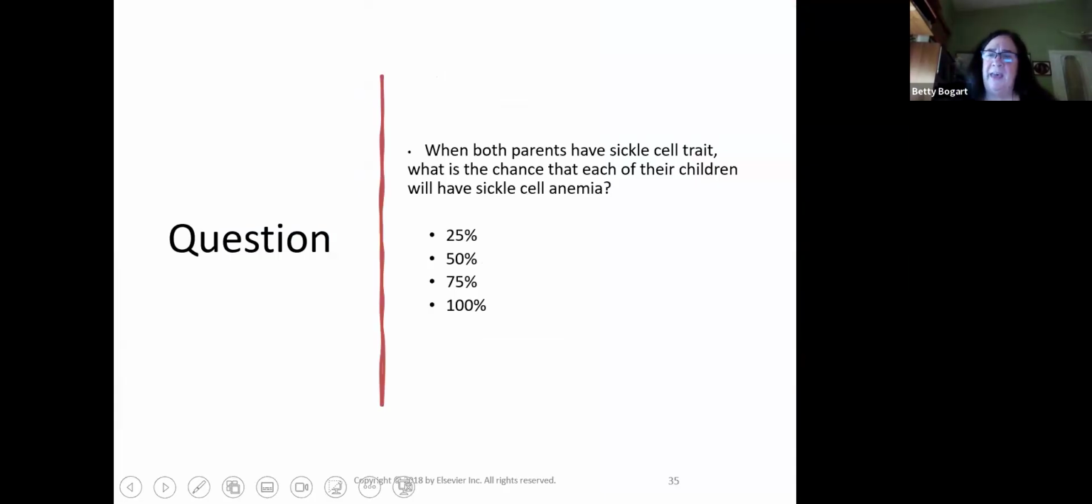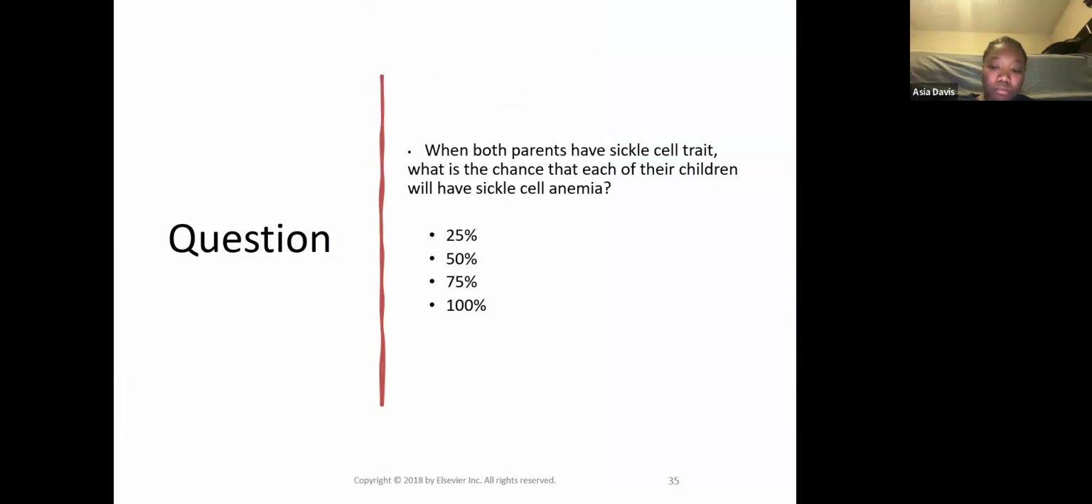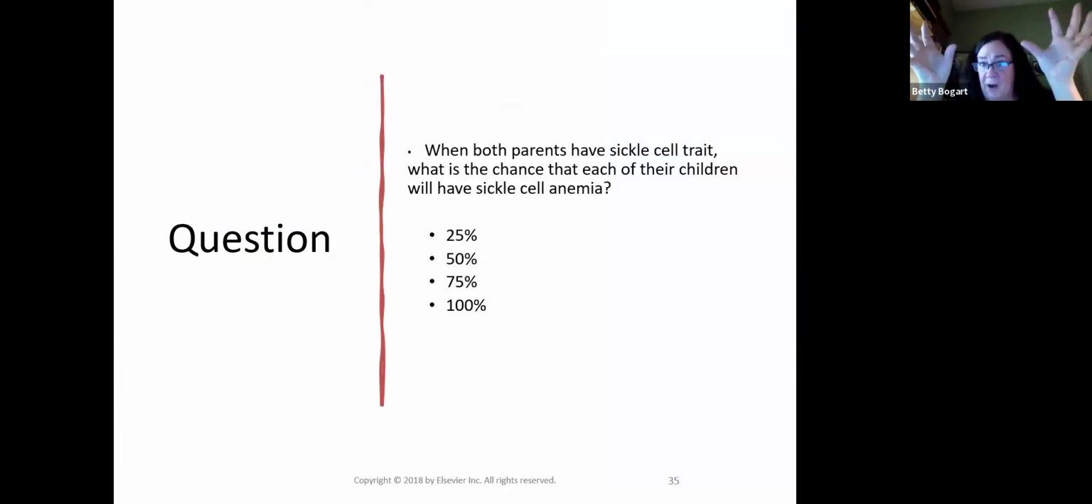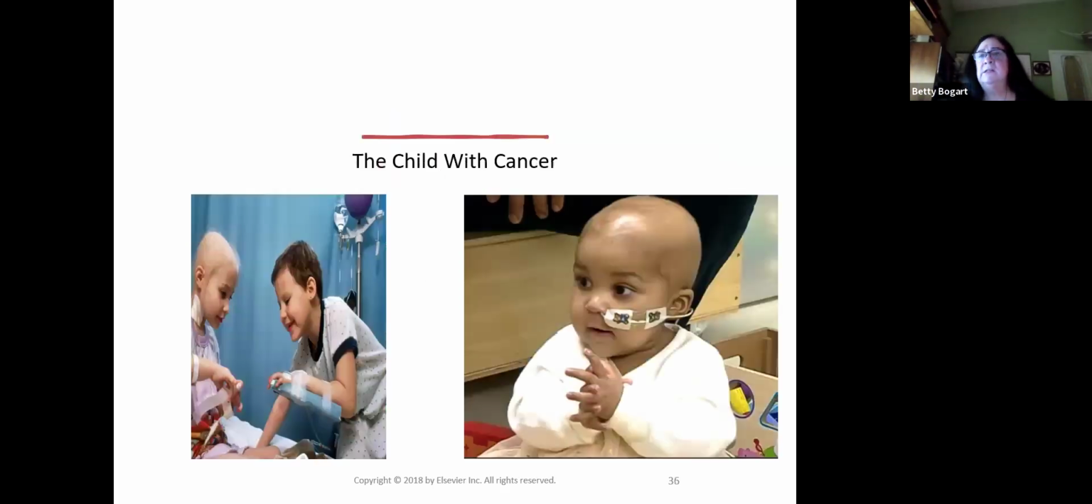So when both parents have sickle cell trait, what's the chance that each of their children have sickle cell? Anybody? I'm not answering it. 50%? 25. 25%. Yep, 25%. Both parents, only the trait. 25% will have it. So let's go ahead and let's start our first cahoots.